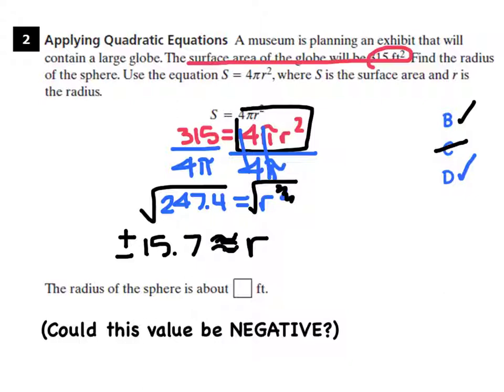Now, here's one thing that we have to think about. Can a radius, a length of something, ever be a negative value? No, it cannot. So our only answer then is going to be 15.7, and we'll round that up to 16. So the radius of the sphere is about 16 feet.